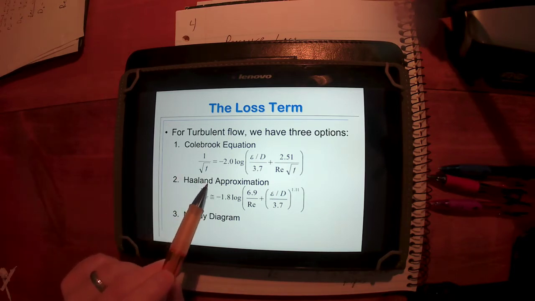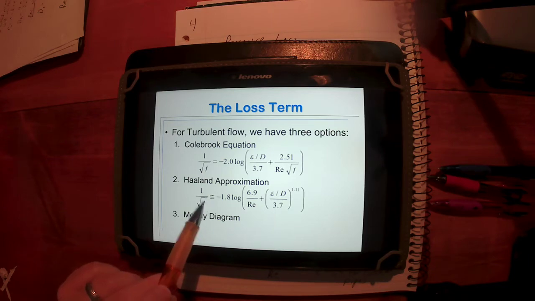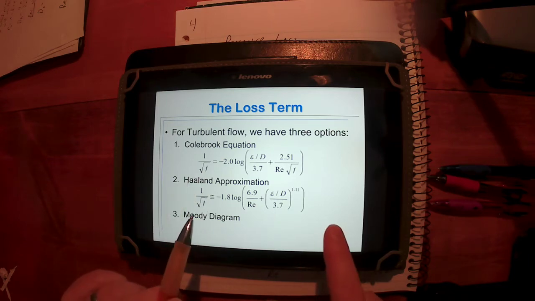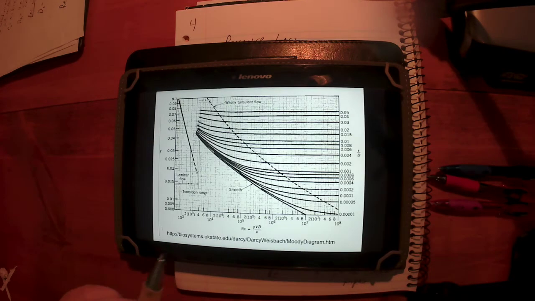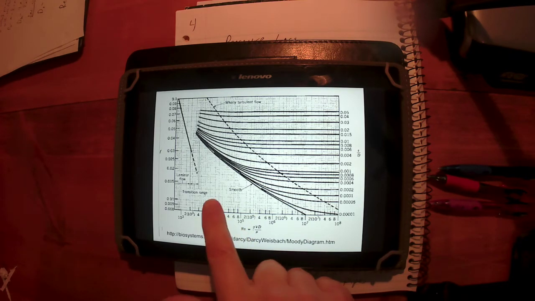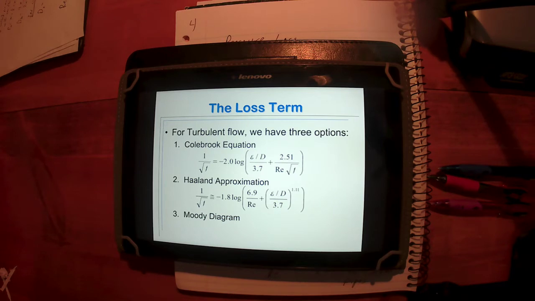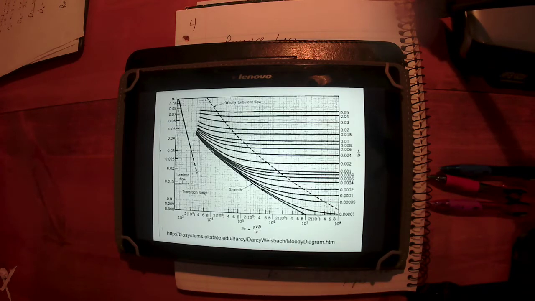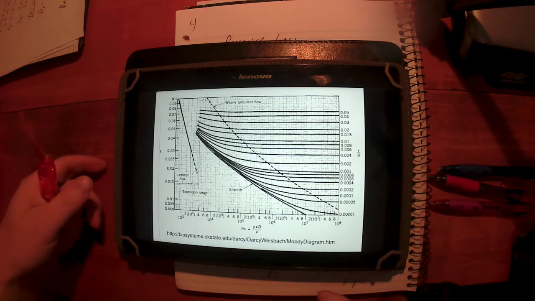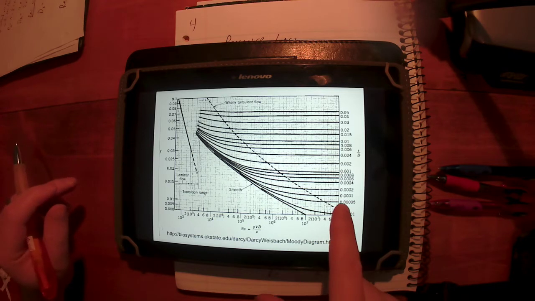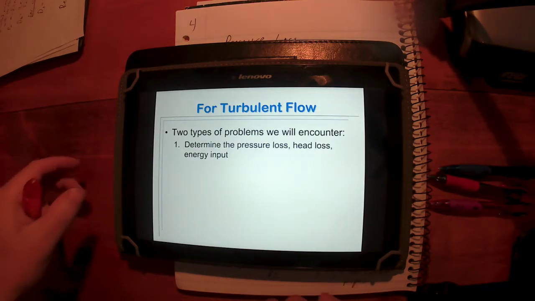Colebrook equation, I've got a Haaland approximation, which gives me a really good approximation of the Colebrook equation, or there is what we often call the Moody diagram, which is just a graphical representation of the Colebrook equation. So if I'm dealing with turbulent flow, three main ways to try to quantify the Darcy friction factor.